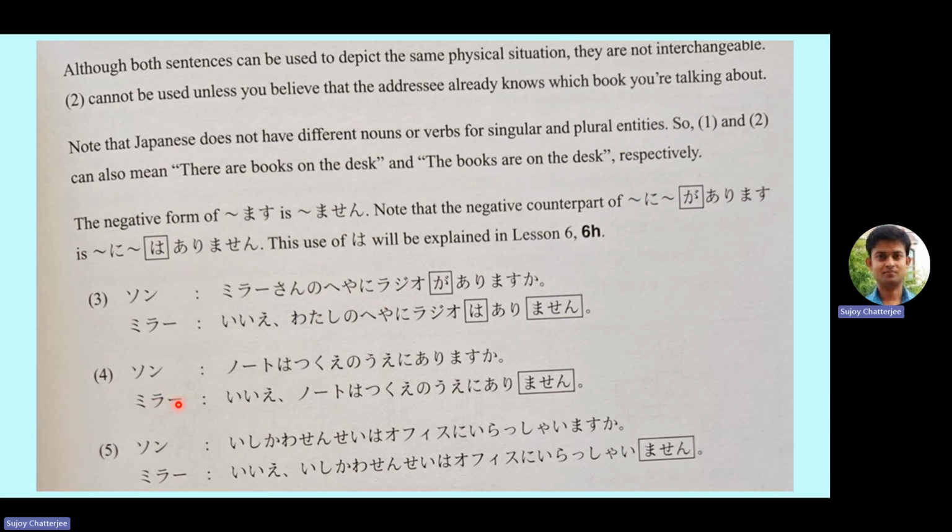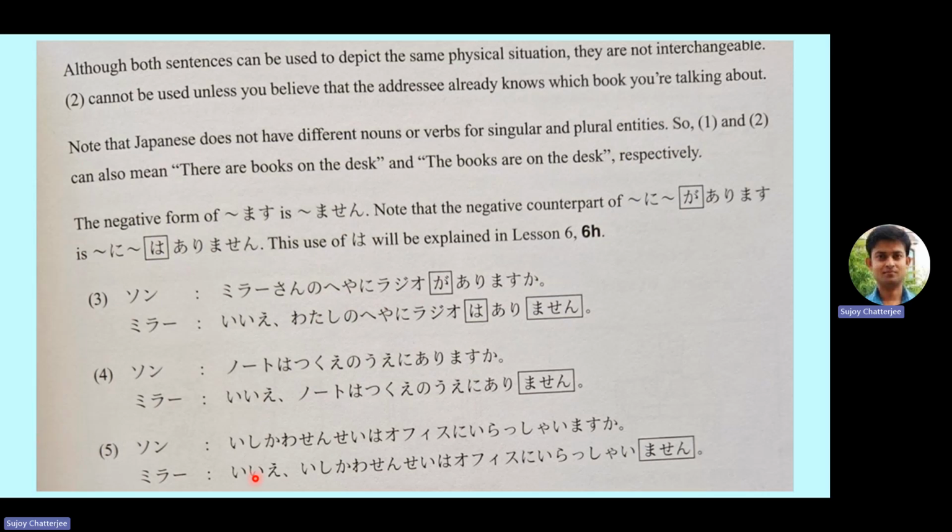Similarly, another sentence. Son-san says, Noto wa tsukue no ue ni arimasu ka? That means, is the notebook on the table? Mira-san says, Ie, noto wa tsukue no ue ni arimasen. So again, this will be wa only. Here there is no ga. Since they are talking about a specific notebook, on the table is more important here. So there is no question of wa or ga in this sentence. Both will be wa.